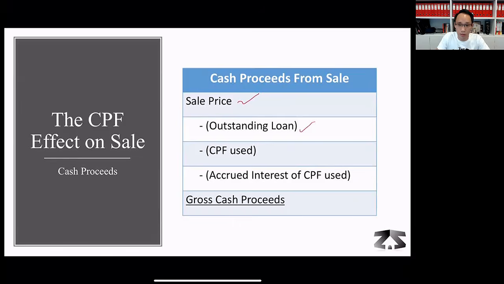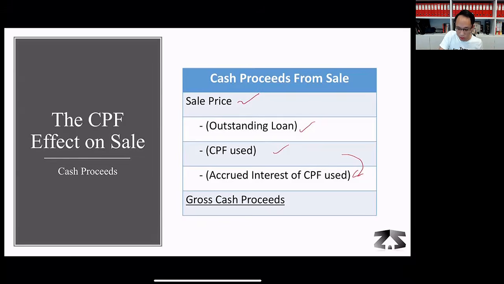You also have to subtract your CPF that has been used in this property, because when you sell your place, this CPF has to be returned back into your CPF OA account, okay? And in addition, you have to minus away the accrued interest of the CPF that is used. This accrued interest is what this CPF would have earned at 2.5% interest, for whatever time period you have used it for your property, if it had not been used and was left in your CPF account. So it is like returning it back to your own account.